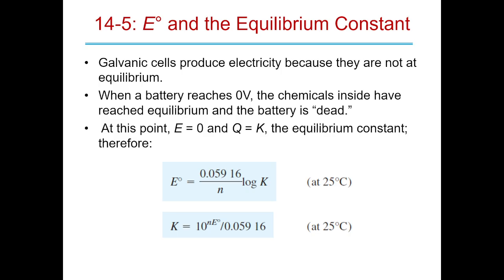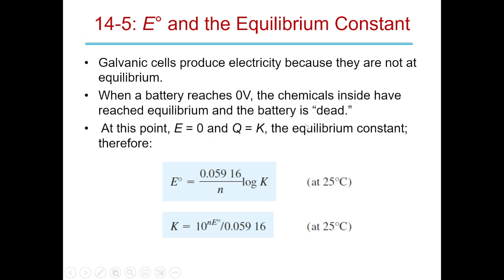Galvanic cells produce electricity because they are not at equilibrium. So when a battery reaches 0 volts, the chemicals inside have reached equilibrium and the battery will be dead. Okay? And it does this exponentially, by the way. So once it starts moving off of that center voltage, there are less and less chemicals available. Okay?